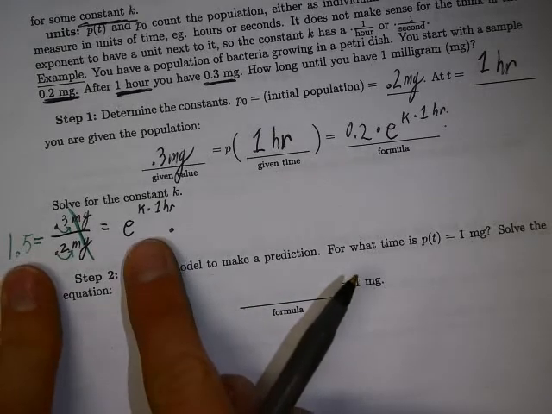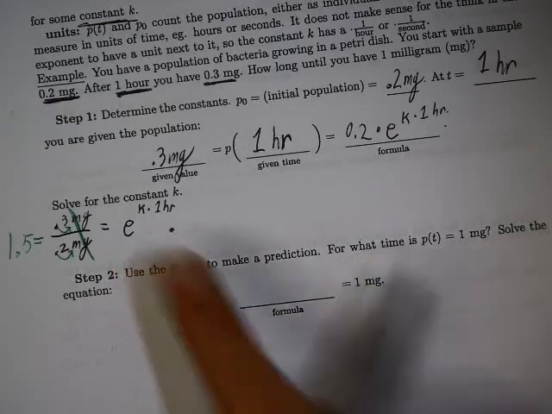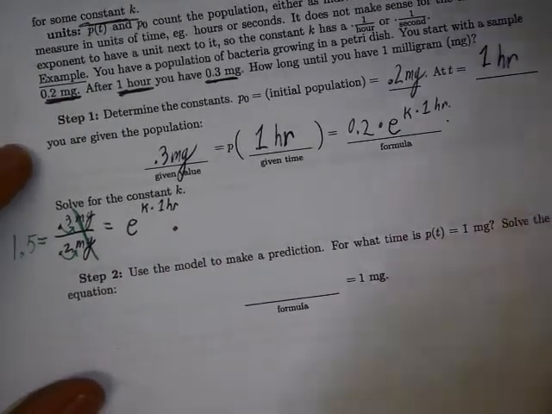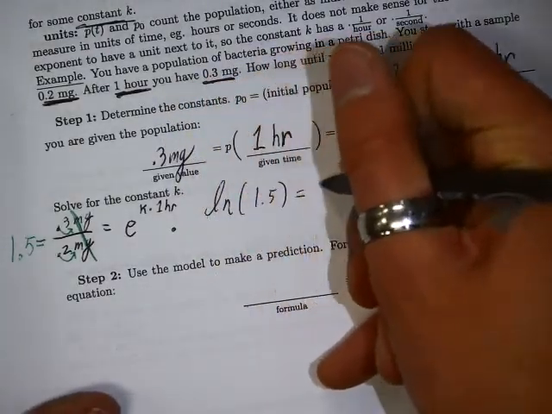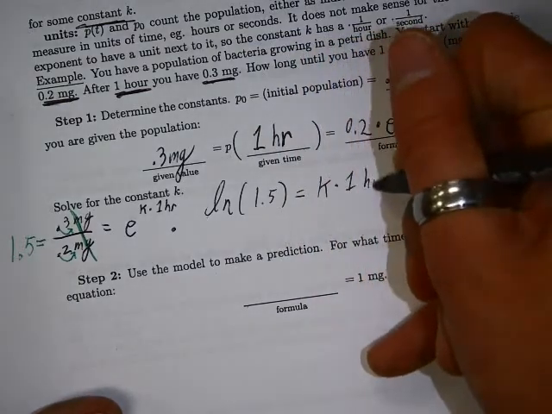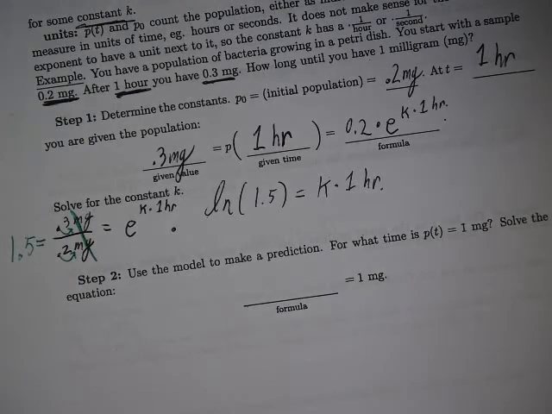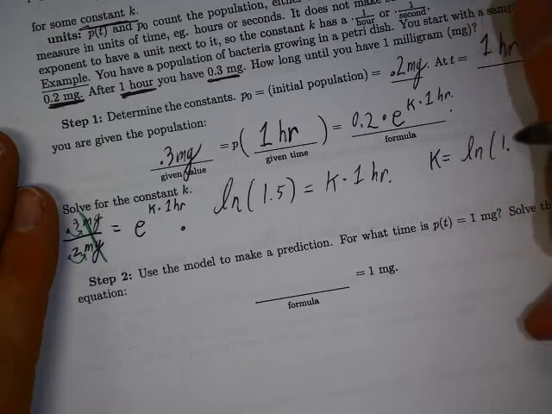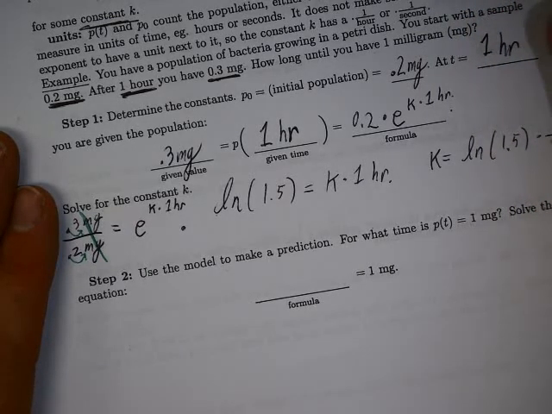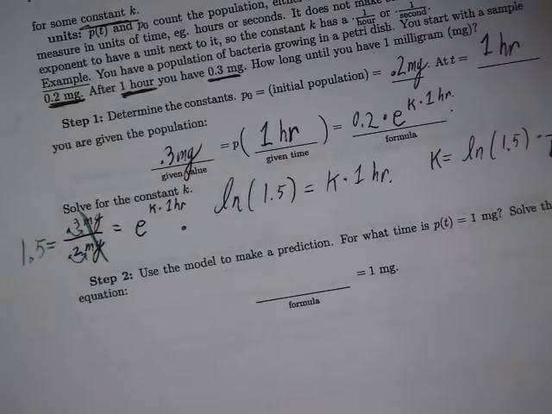So I'll have 1.5 is equal to e to the k times 1 hour. As you said, let's apply ln. Let's rewrite that in log form. Apply ln to both sides. We'll get ln of 1.5 is equal to k times 1 hour. So what is k? Ln of 1.5 per hour. That seem okay?